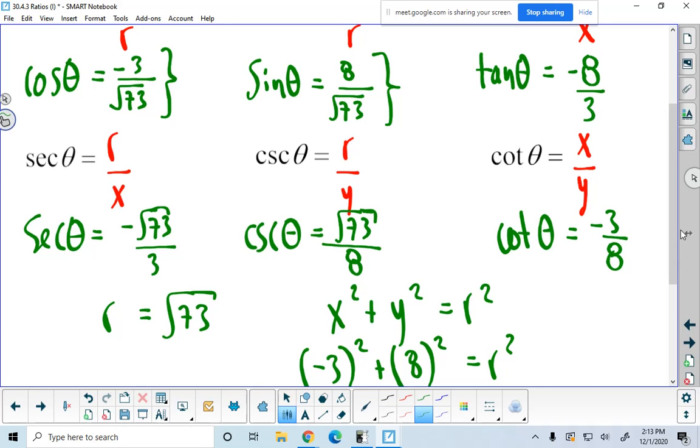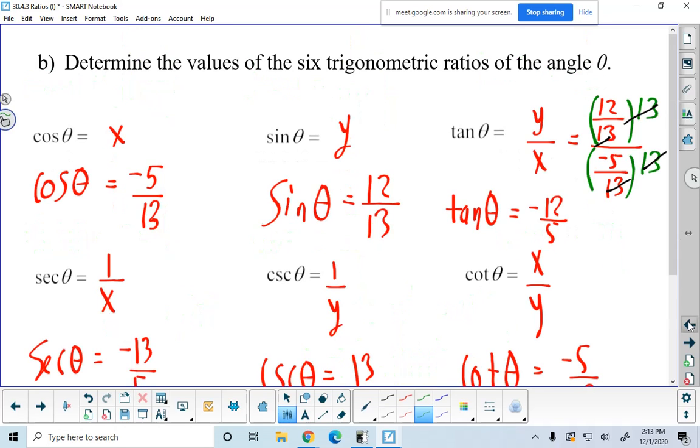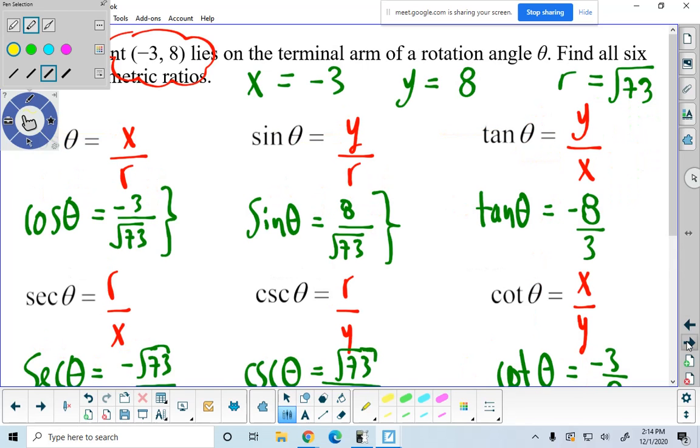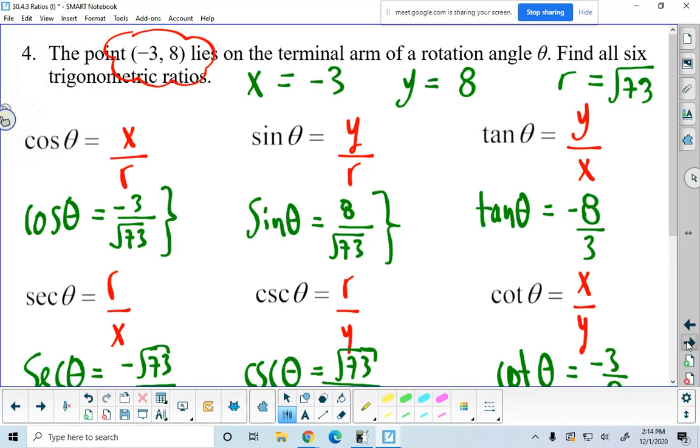So in example 3, once we determined that it was on the unit circle, we were able to just say, oh, okay, cosine is x, sine is y, tan is y over x, because r is 1. In question 4, we need to include that r in our calculation because r is not 1. But once you know sine and cosine and tangent, you just flip them over to find the other 3.